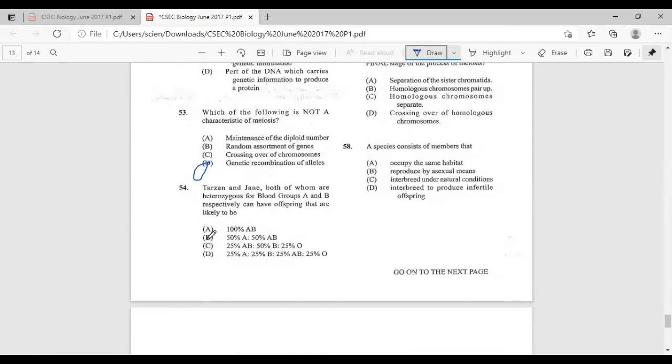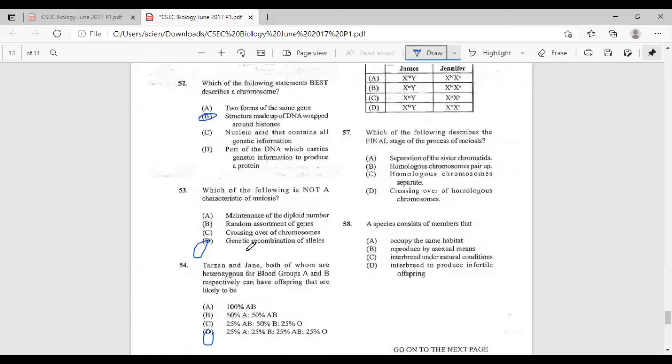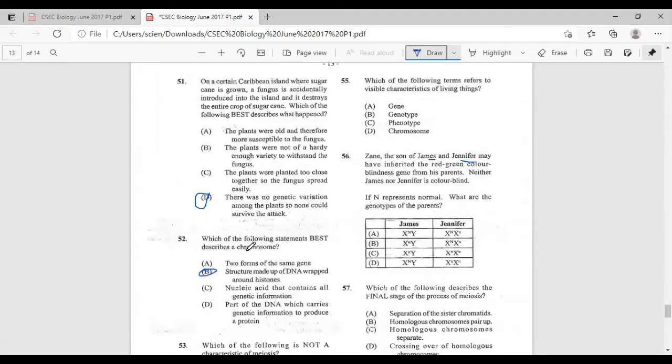54. Tarzan and Jane, both of whom are heterozygous for blood group A and B respectively, can have offsprings that are likely to be. So we did this question in the 2016 CSEC Biology past paper. We also answered it in depth, so you can actually go over there and see the explanation.